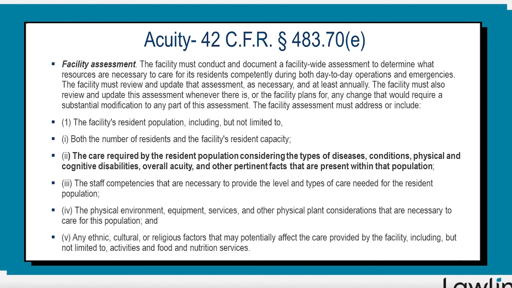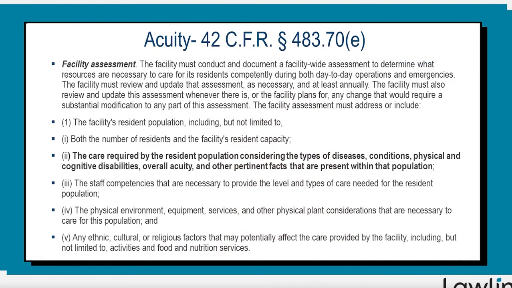The facility must review and update the assessment as necessary and at least annually. And the facility must also review and update whenever there is, or the facility is planning for, a change that would require a substantial modification to the assessment. The facility assessment has many different parts, different areas that have to be addressed. And I will just go over a few of them for purposes of this presentation.